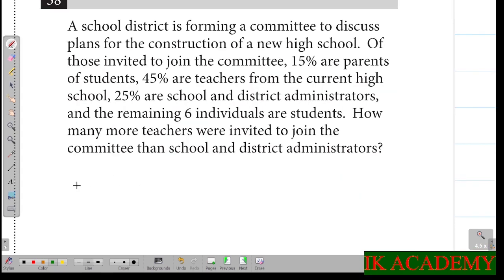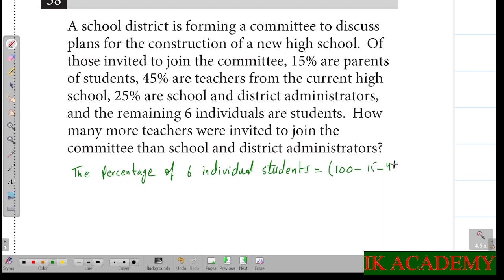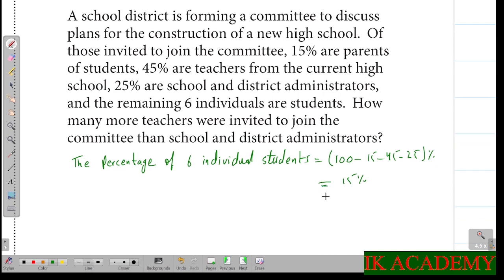The percentage of the 6 individual students can be found because the 6 students are given, so we can subtract the other percentages from the total percentage. We have to subtract all the percentages from 100%. So 100 minus 15 minus 45 minus 25 will be equal to 15%. The percentage of the 6 individuals is 15%.